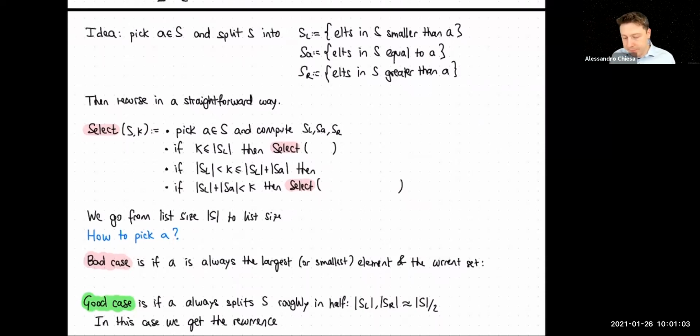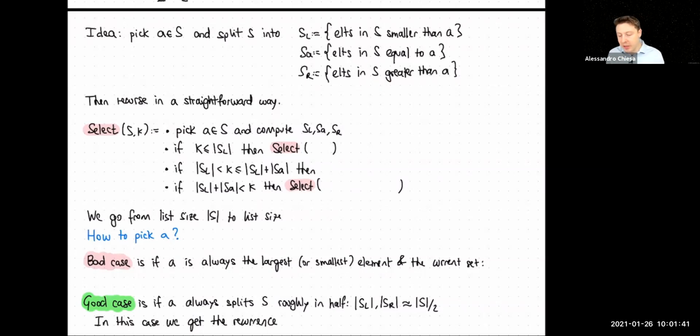Now the high-level idea is going to be that we're going to have some way to pick an element from the list, and then we're going to split the rest of the list to be below that element, above that element, or equal to the element. So let's call these S left, SA for the element A, and SR. S left is the elements in S that are smaller than A. SA are the elements in S equal to A. There may be more than one, right? And SR is the elements in S greater than A.